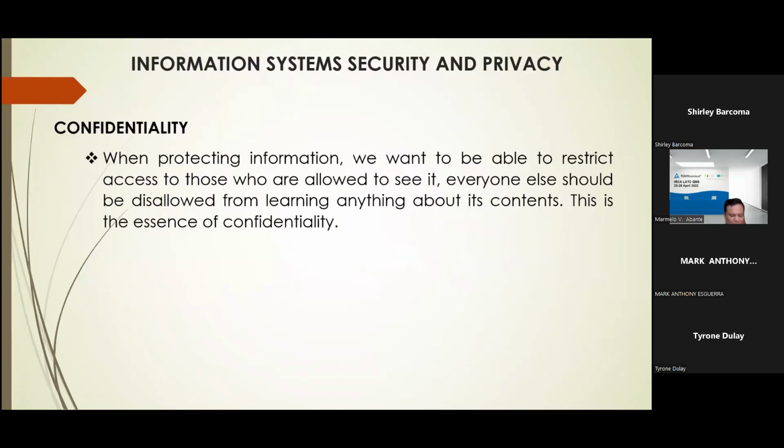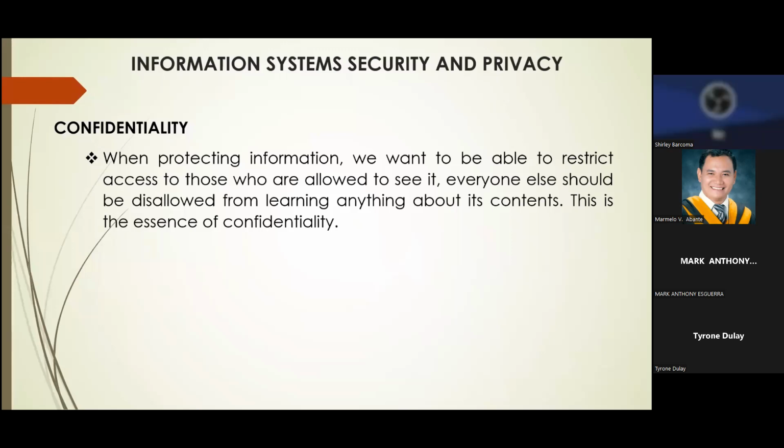Confidentiality. When we say confidentiality, when protecting information, we want to be able to restrict access to those who are allowed to see it. Everyone else should be disallowed from learning anything about its contents. This is the essence of confidentiality. For example, federal law requires that universities restrict access to private student information. The university must be sure that only those who are authorized have access to view the grade records.